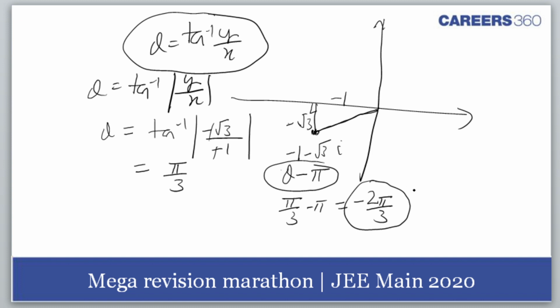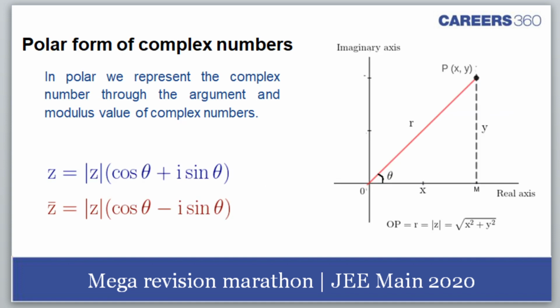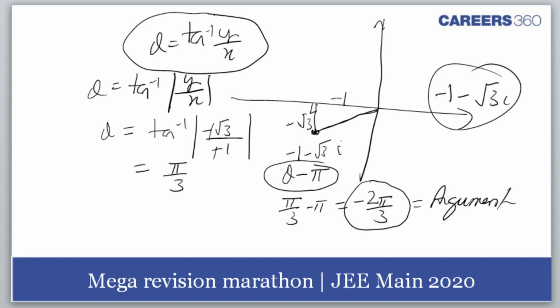So this is minus 2 pi by 3. This is the argument of this complex number. Okay, which complex number? Minus 1 minus root 3 iota. Okay, I'll give you for all the cases. Minus 2 pi by 3. Yes, you're right, Ayush. In just next slide, I'll explain you. Or I'll explain you in this slide itself. Just a moment. I'll again redraw.